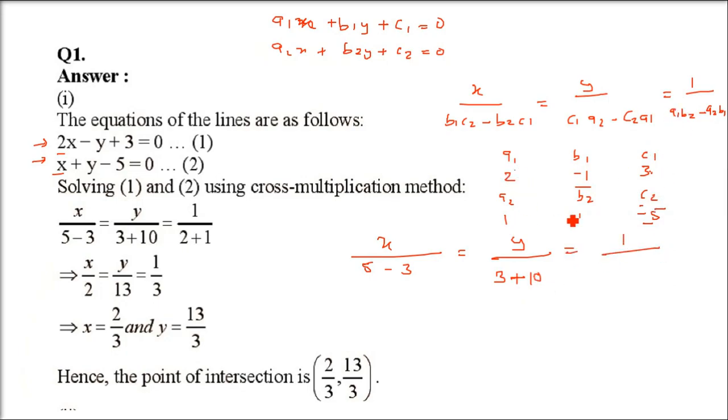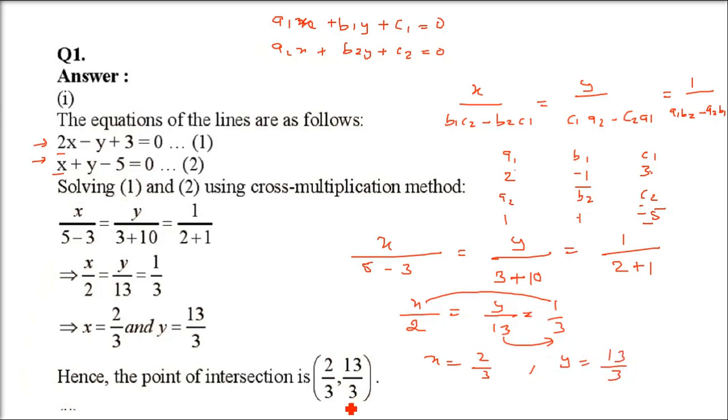Then equals 1 by a1 b2, 2 into 1, 2. Then we have b1 a2, so minus of 1, plus 1. So this will be x by 2 equals y by 13 equals 1 by 3. So x by 2 equals 1 by 3, we will equate. x will be 2 by 3, y equals 13 by 3. So this is the point of intersection.